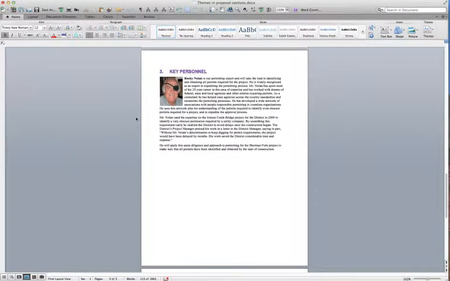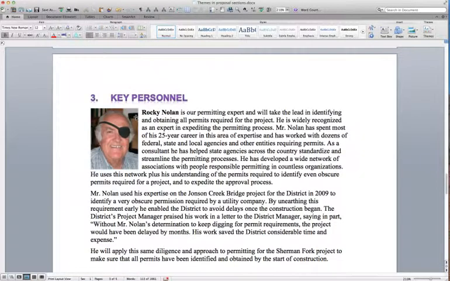In the key personnel section of the proposal, we reinforced Rocky Nolan's credibility as an acknowledged permitting expert. First, we cited his long experience in general. Then we showed how he applied his skill at finding obscure permits on a similar project to great success.